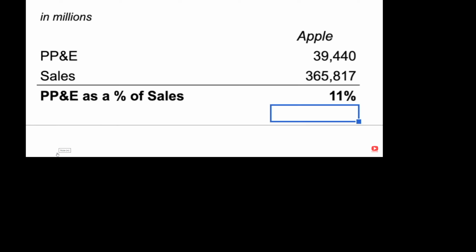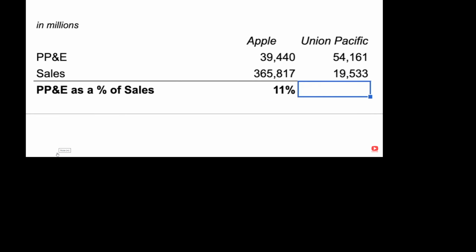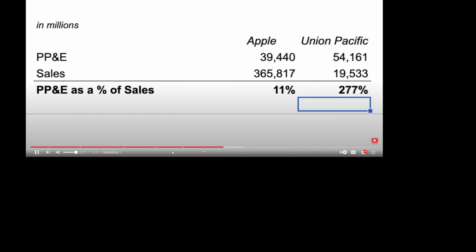However, let's try this with a railroad. Let's use Union Pacific, which is a railroad covering the western part of the United States. If we do the same calculation, we get a value of 277%. This shows just how much more capital-intensive Union Pacific is compared to Apple.